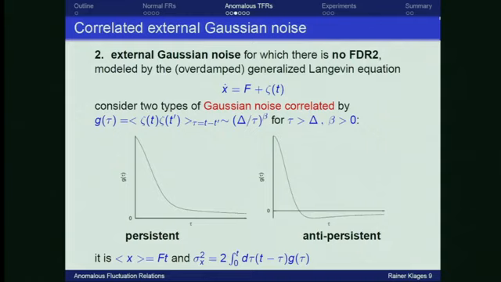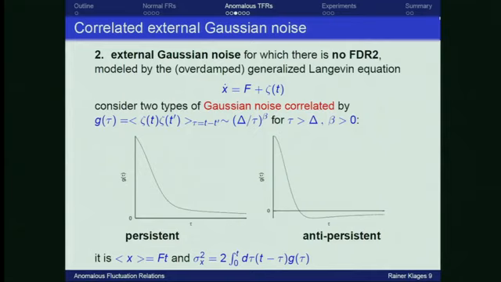We assume that the correlation function of the noise is a power law, at least for long enough times. How it behaves for short times, we don't care. It doesn't matter because we're only interested in a long time limit. And we break FDR2 because we do not assume here that the friction is correlated the same way. So we have an externally driven system.